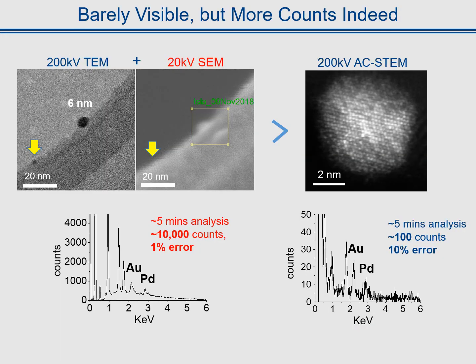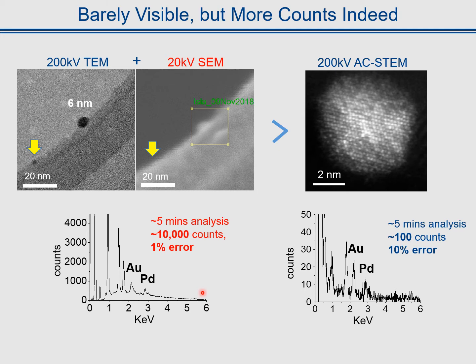In this slide, I show a comparison of typical results obtained from this correlative EM approach and the AC-STEM. Within the same amount of time, a 20 kV SEM can give much more X-ray counts from a 6 nanometer gold-palladium particle, although the AC-STEM has much better spatial resolution. More counts means higher precision for composition quantification.